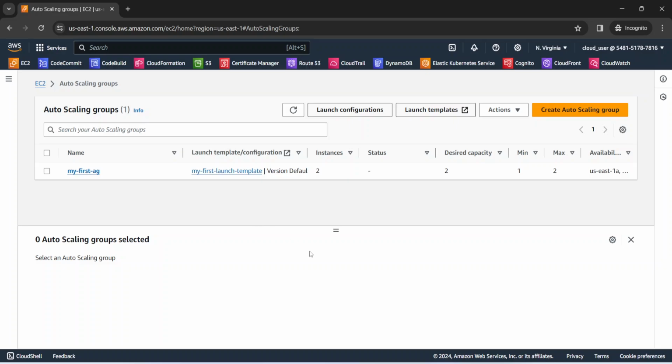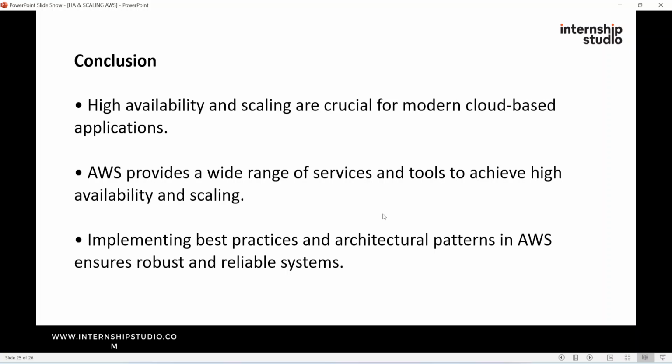Yeah, this was all about the hands-on session. So we created a launch template, and with the launch template we also created an auto scaling group here. So we'll move back to the slides. So yeah, this is about the conclusion.